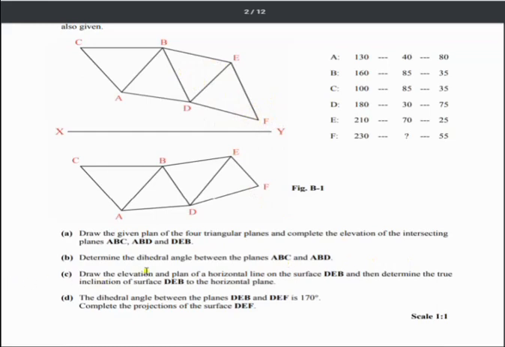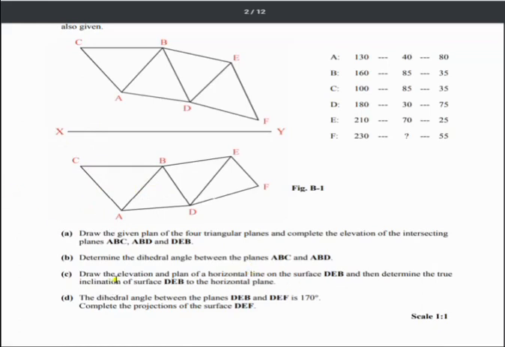The next part of the question is determine the dihedral angle between plane ABC and ABD. So this triangle here and this triangle here. So what we have is the line of intersection. All we have to do in this case is look 90 degrees to this line of intersection. So we're going to look up here at an angle, draw our x1, y1 line, find the true length of this line of intersection, and then look down along it and find our dihedral angle.